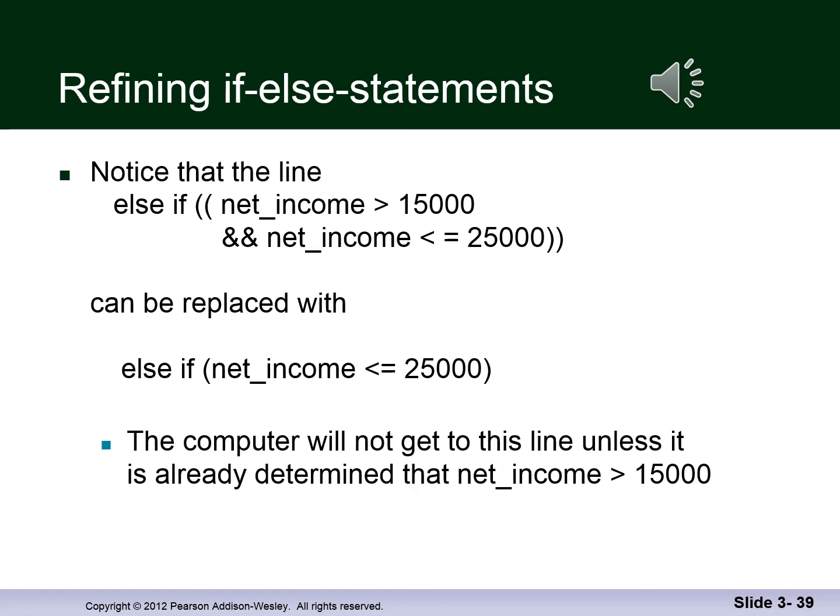Here we do some refining of the if-else statements. Notice the line else if net income greater than $15,000 and net income less than or equal to $25,000 can be replaced with simply else if net income less than or equal to 25,000, because the computer will not get to this line unless it is already determined that net income is greater than 15,000. So restating that condition, net income greater than 15,000, is redundant and not necessary.